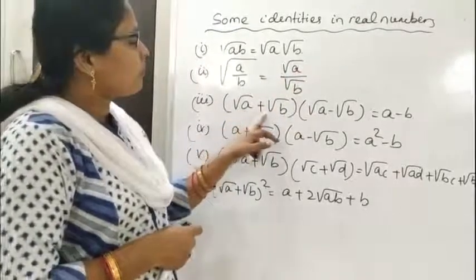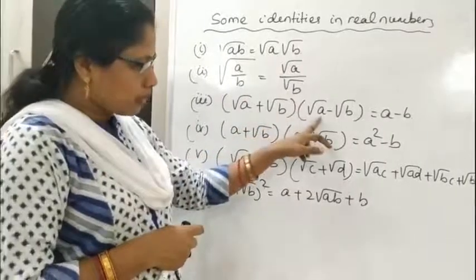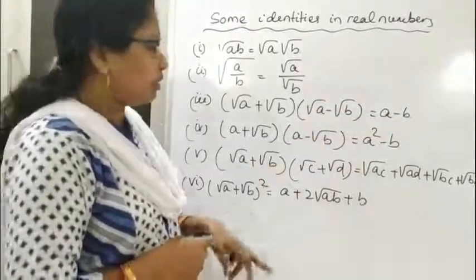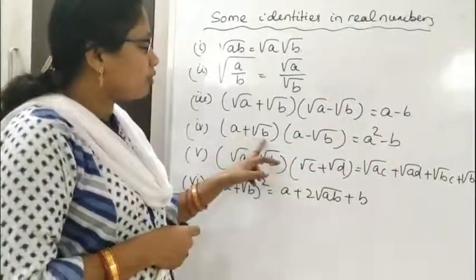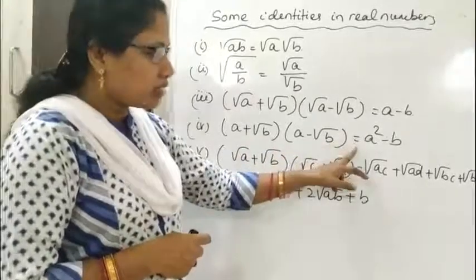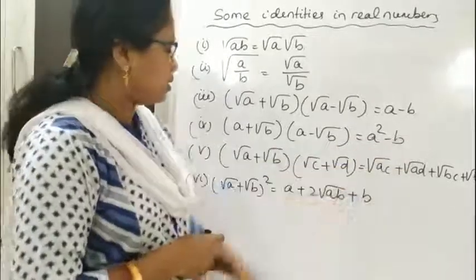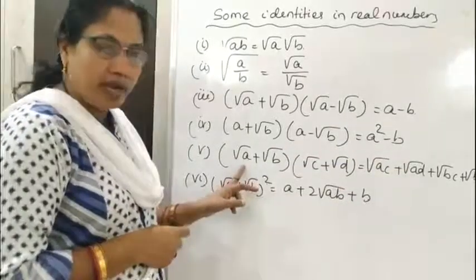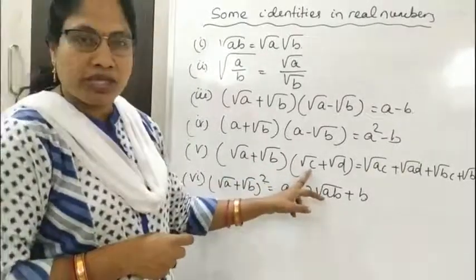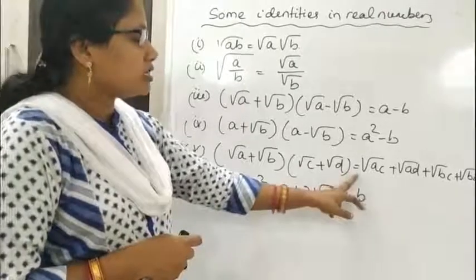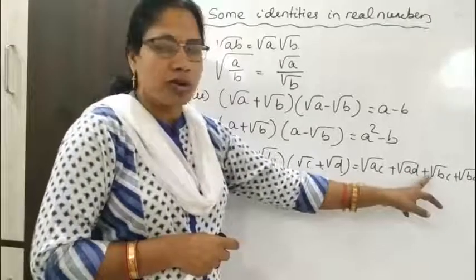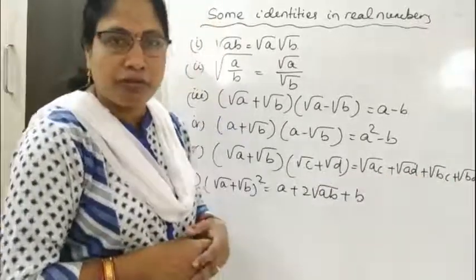Third, square root of A plus square root of B, whole multiplied with square root of A minus square root of B, is equal to A minus B. Then A plus square root of B multiplied with A minus square root of B is equal to A square minus B. Then square root of A plus square root of B, whole multiplied with square root of C plus square root of D, is equal to square root of AC plus square root of AD plus square root of BC plus square root of BD.